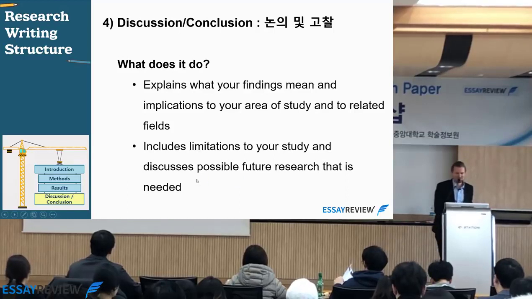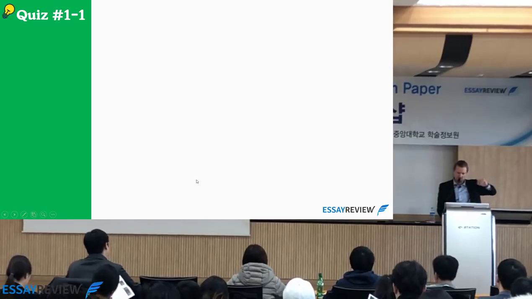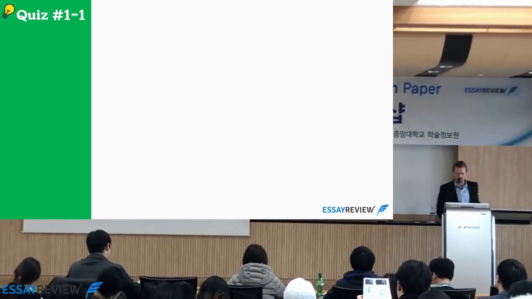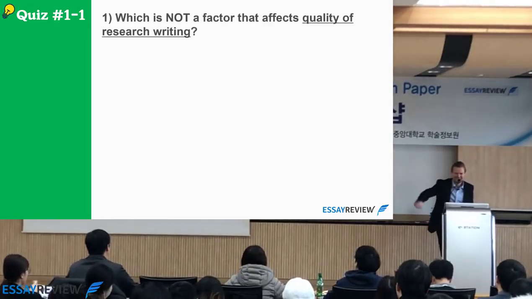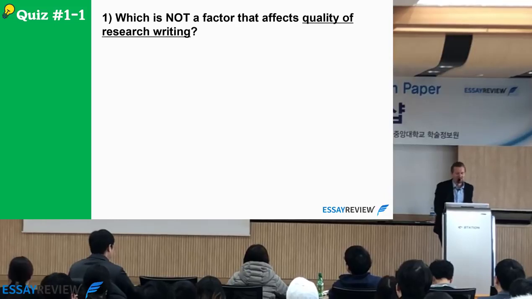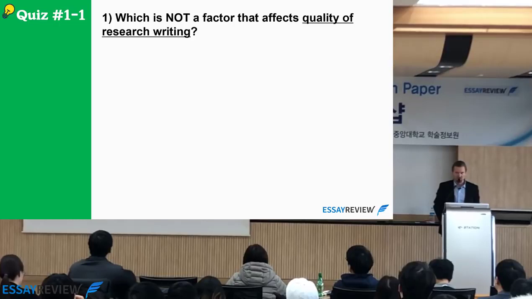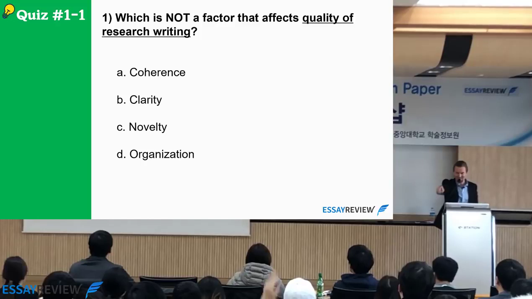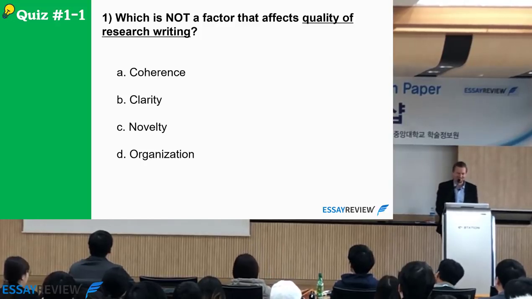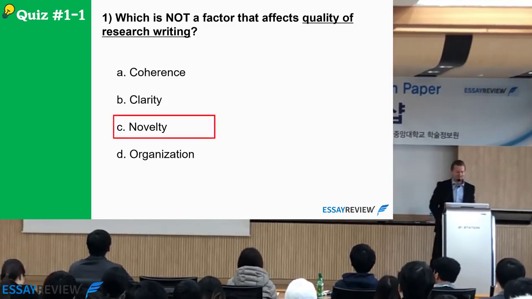All right, so let's do our first quiz. And if you know the answer, just raise your hand anytime. You don't have to wait for me to finish. And I'll try to choose whoever is first. Okay, your quiz is not in the PPT. There's no answer. Okay, which one is not a factor that affects quality of research writing? Is it A, coherence, B, clarity, C, novelty, D, organization? Yes. C, novelty? Are you sure? That's right. Good. So you can get a coupon afterwards, if you like.